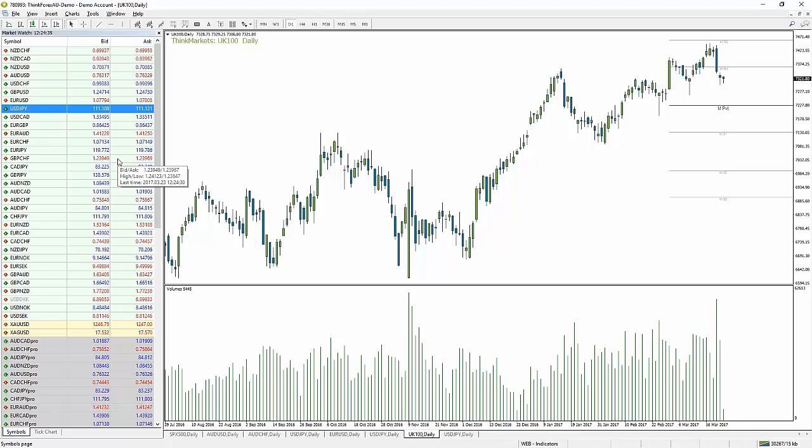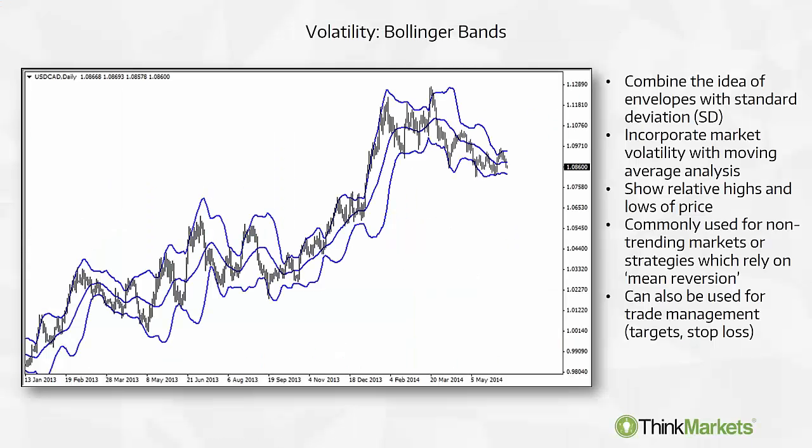But that's a good one for using breakouts. It's an overlay, so we'll get onto overlays now in terms of Bollinger Bands. Bollinger Bands is very different to the Donchian Channel, or however you pronounce it.